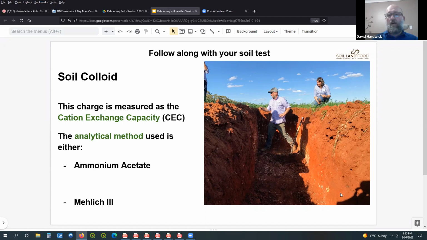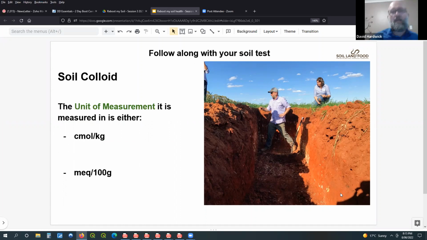There's different ways they measure the size of your front bar, and the two main ones are ammonium acetate, and one more and more used, particularly in horticulture, but other labs are using it too, and that's the Mehlich 3 method. So they're the two main ways you hear it. And there's different units of measurement, as you'll see on the soil test, C-moles and milliequivalents. Let's have a look at some soil tests. That's probably a better way to do it.